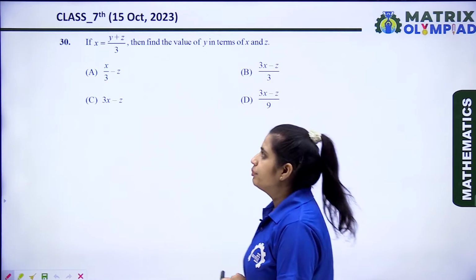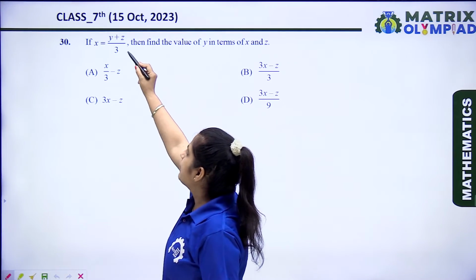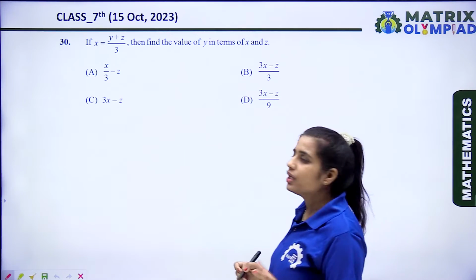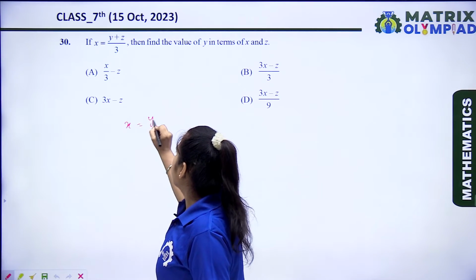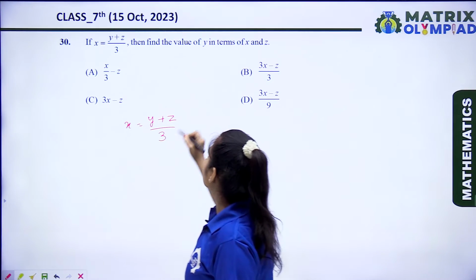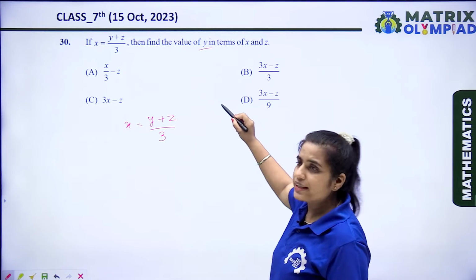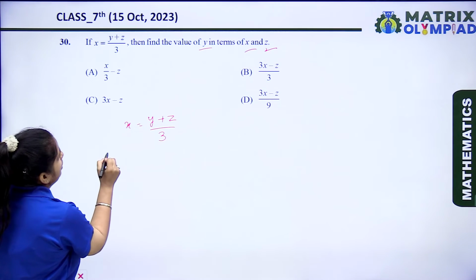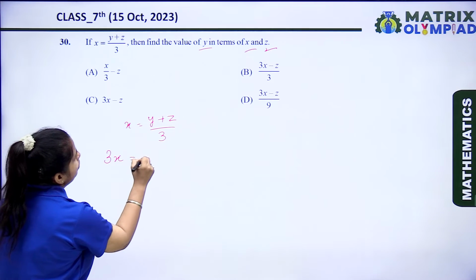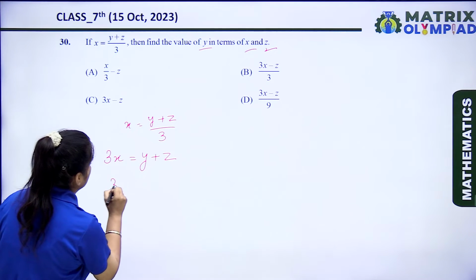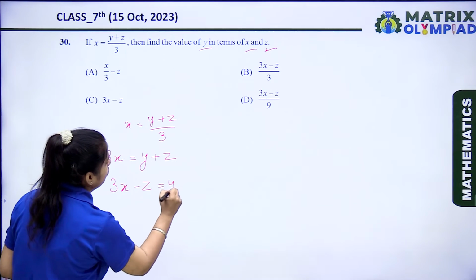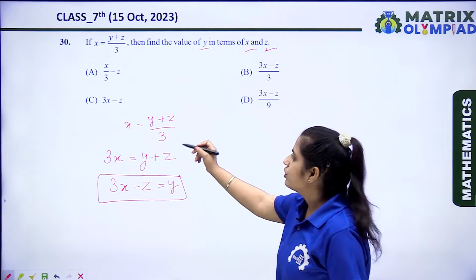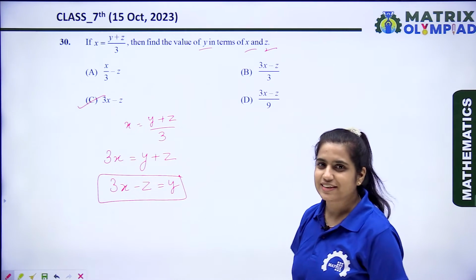Next is question number 30. If x is equal to y plus z upon 3, then find the value of y in terms of x and z. हमें x equal to y plus z upon 3 दिया हुआ है और हमें find out करनी है y की value किसकी terms में, x and z की terms में. So let's find out the value. Here we do the cross multiplication. तो 3x equal to y plus z. Here we get 3x minus z equal to y. So the value of y is 3x minus z. So here option C is the correct answer.